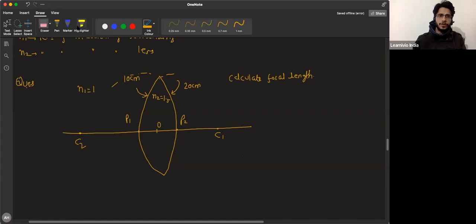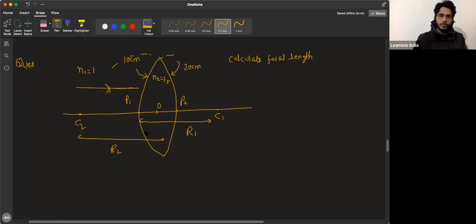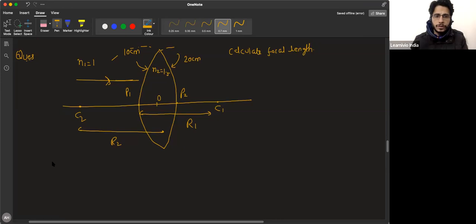So once you have C1 and C2, mark the radius of curvature, that's R1, and mark this radius of curvature also, this is R2. Light is coming from here. That's why I'm calling this P1. The first surface is the surface at which light strikes first. That's the first surface, and this is the second surface. So for the first surface, your N1 is 1, N2 is 1.5.